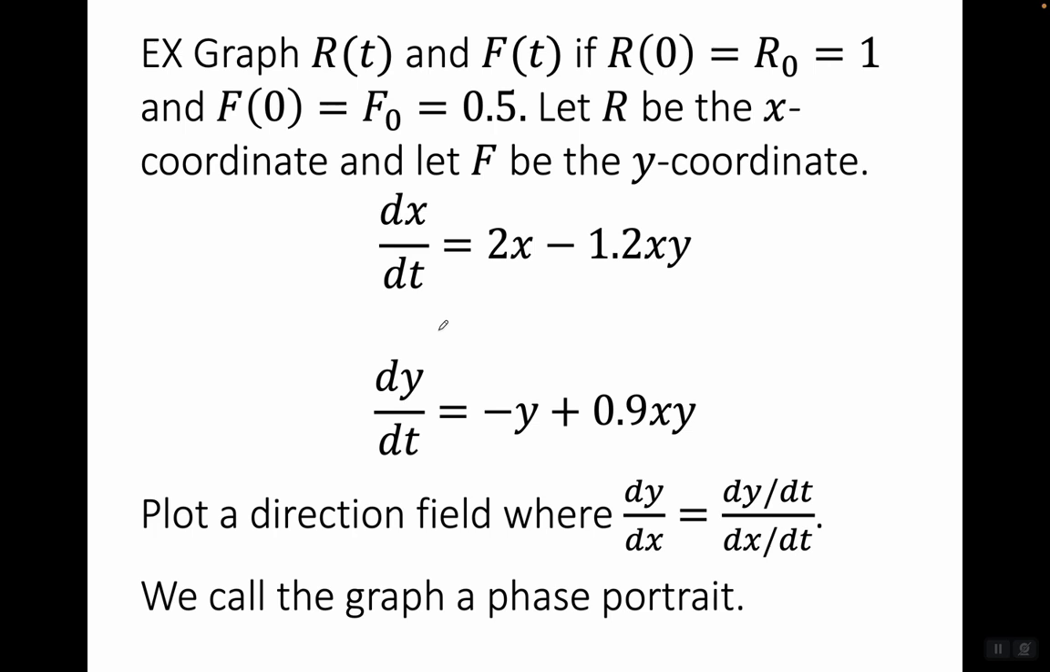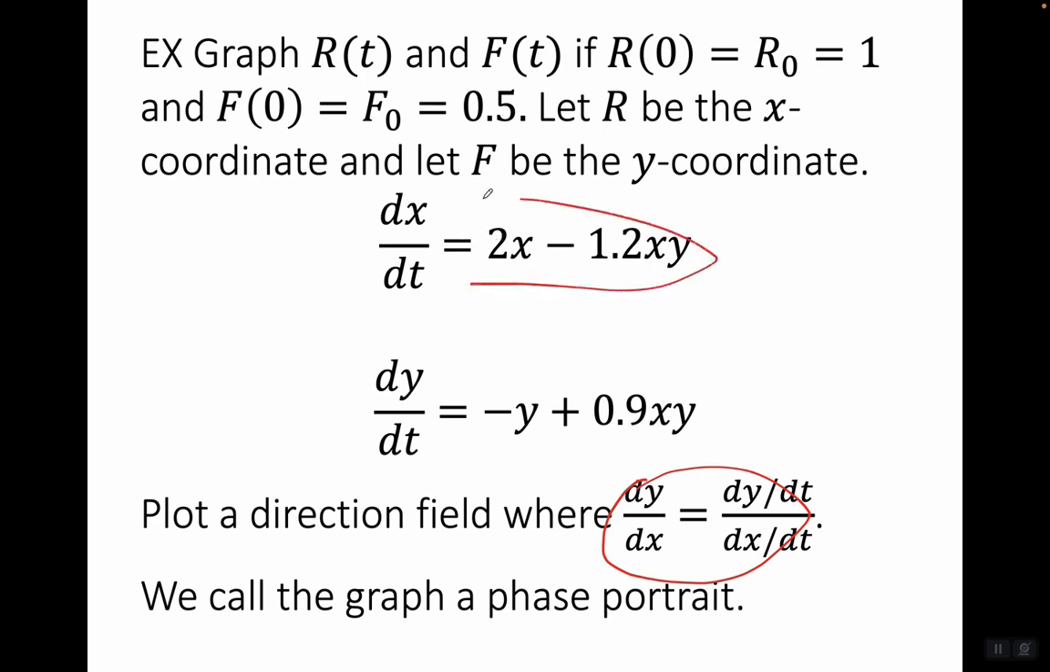Let's graph R of t and F of t, if R of 0 equals 1 and F of 0 equals 0.5. We're going to let R be the x coordinate, F be the y coordinate, and we need to change this to x's and y's because the online plotters, they don't accept R and F. They want x and y. Now we could plot a direction field by hand. Remember we talked about direction fields when we dealt with Euler's method a few chapters ago. You would just plot dy/dx for different values of y and x. So dy/dx is dy/dt over dx/dt.